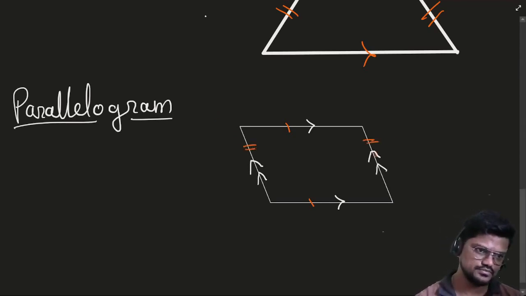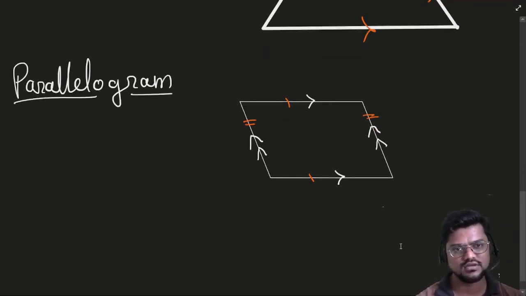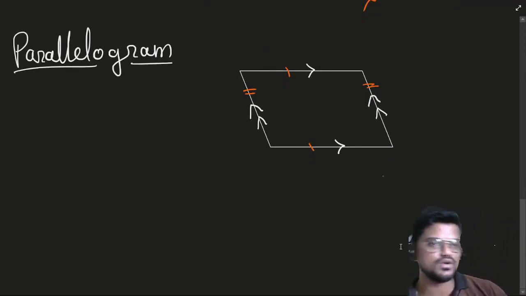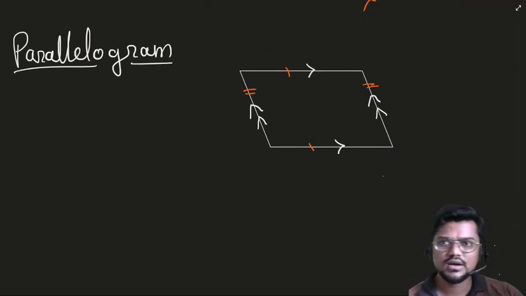Sir, so it is just like a rectangle, just that the diagonals are not equal. Yes, the diagonals are not equal in a parallelogram. But the opposite angles are equal. Yes, the opposite angles are equal.